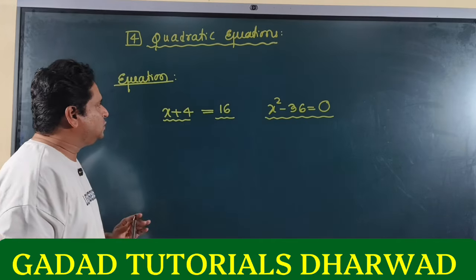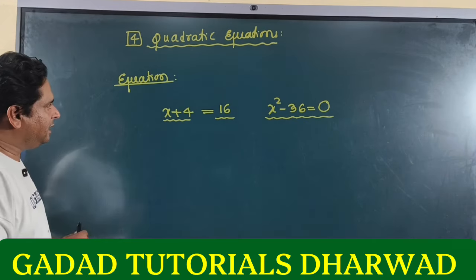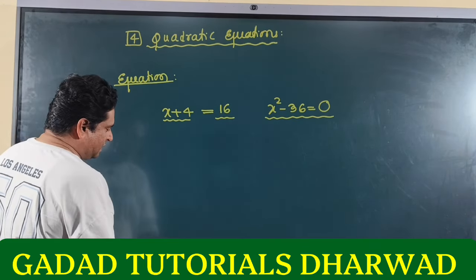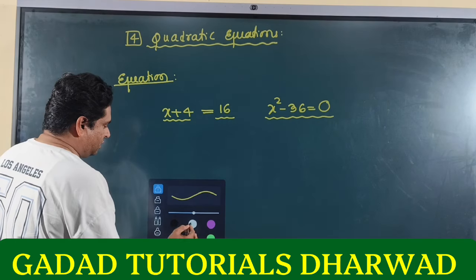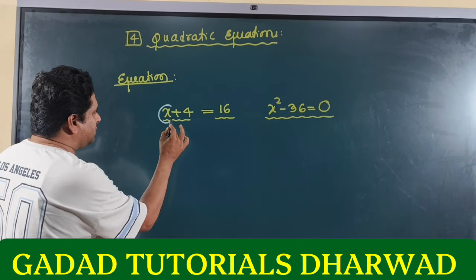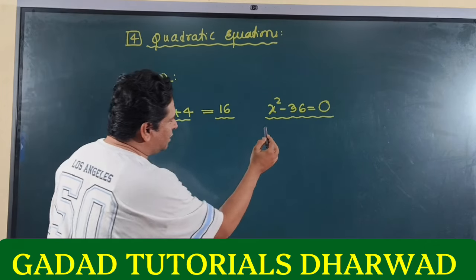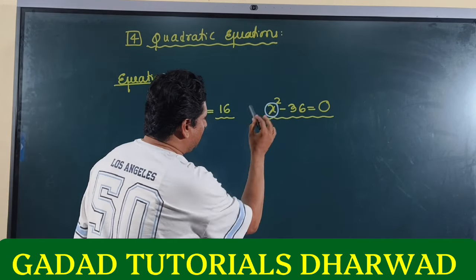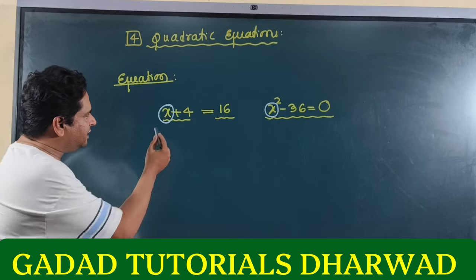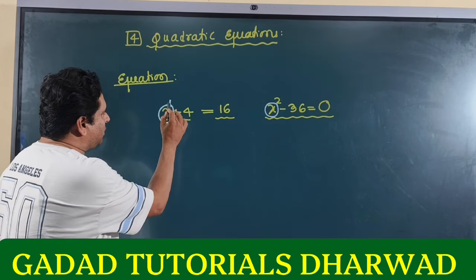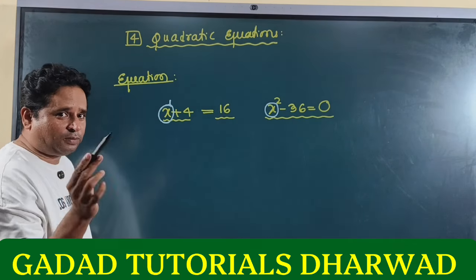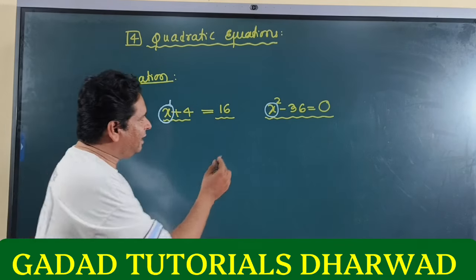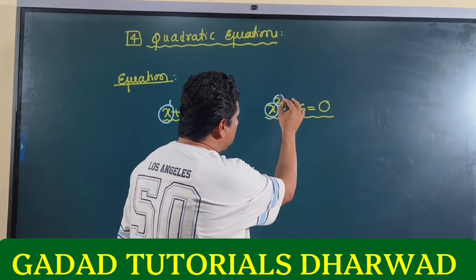Now observe both the equations. In this equation, how many variables are there? Only one variable. Here also we have only one variable. In this equation, what is the highest power of the variable? The highest power of the variable is 1. And here, the highest power of the variable is 2.